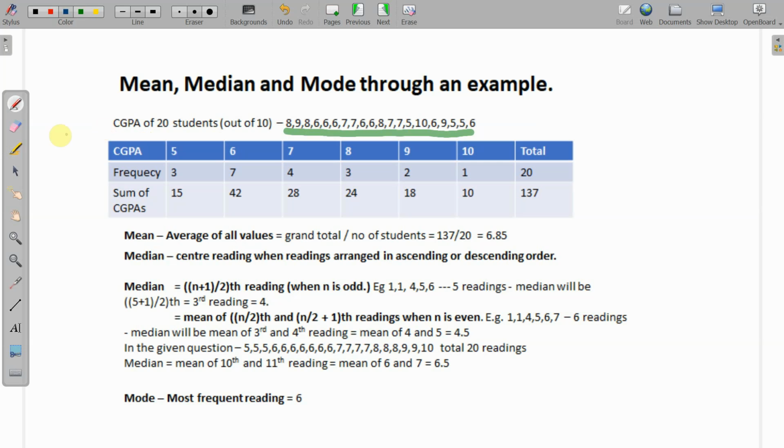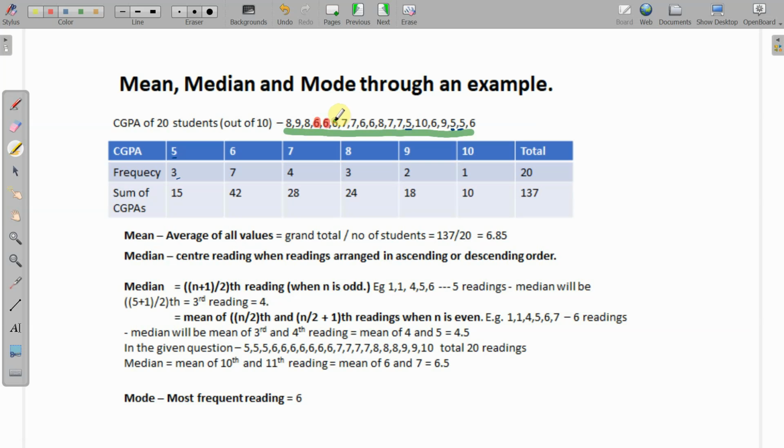Now, the first thing that we need to do is put this down in a frequency distribution table. What do you mean by frequency distribution table? The CGPA 5 happens how many times? CGPA 5 happens once, twice and thrice. So its frequency is 3. It happens thrice.